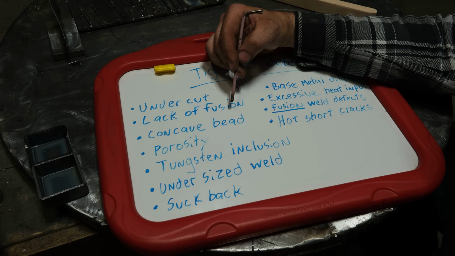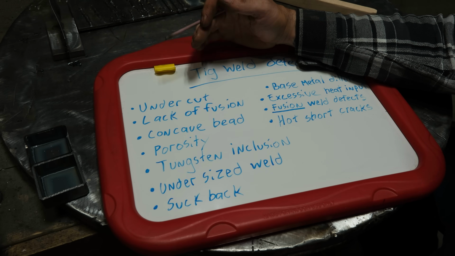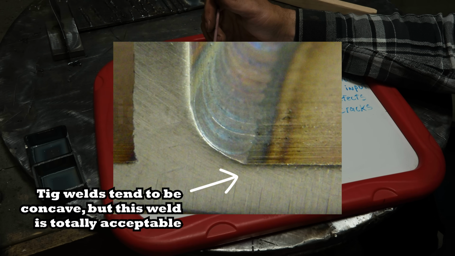Now, TIG in particular is really bad with concave beads simply because of the way it works. If you don't push enough filler, the TIG process is happy basically just to produce an undercut fusion weld instead of an actual reinforced weld.